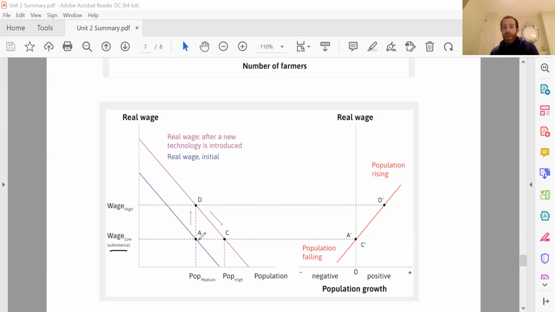And now we get a shock, a change, an external force, which is going to shake us out of that equilibrium. And this change is the introduction of some new technology. And this new technology is going to increase the average product of labor. So at every population level, the wage is now going to be higher because people are now more productive. So we can see this shift to the right or this shift upwards. But what we need to keep in mind now is the wage level is still going to be at this subsistence level, right? It's still going to be here, wage low.